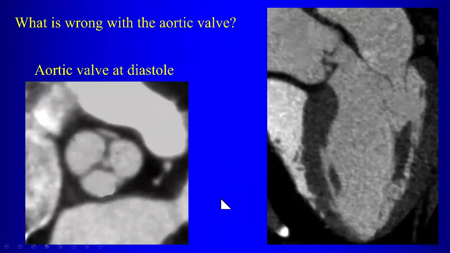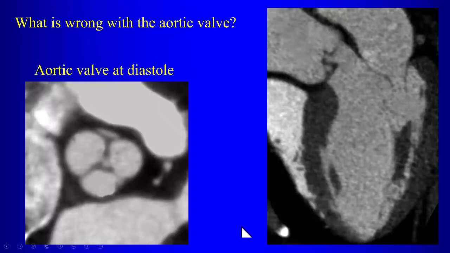All right, so here on CT, we're looking at the aortic valve in diastole on the plane through the valve, and then here on a left ventricular outflow tract view. What is wrong with the aortic valve? It is not completely closing, right? Remember, on CT, we don't see jets. So how could we diagnose?